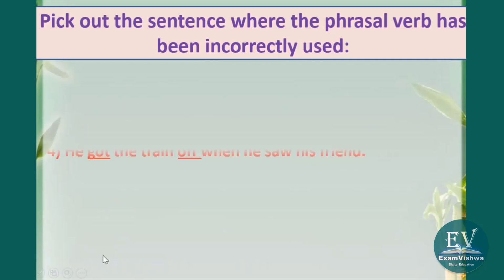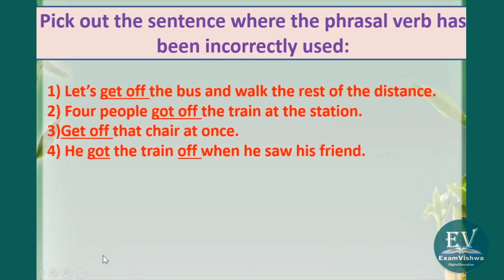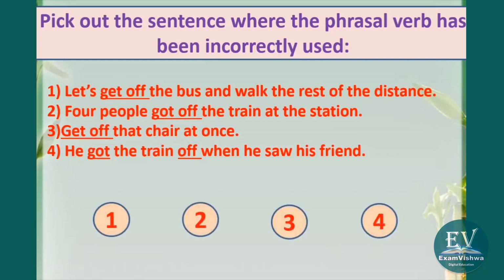Next example here, let's see. Let's get off the bus and walk the rest of the distance. 4 people got off the train at the station. Get off the chair at once. He got the train off when he saw his friend. Obvious, I think the answer is, we have all become smart now, isn't it? So yes, it is sentence number 4 which is wrong. The phrasal verb got off is used here, but it is used incorrectly. "He got off the train" would have been the right way to use this phrasal verb.